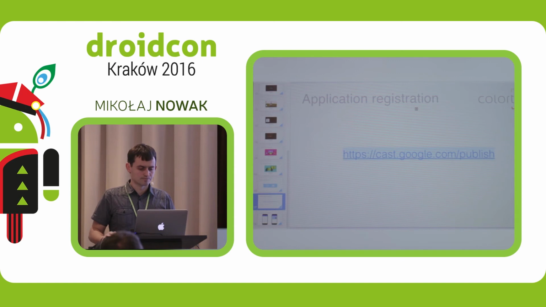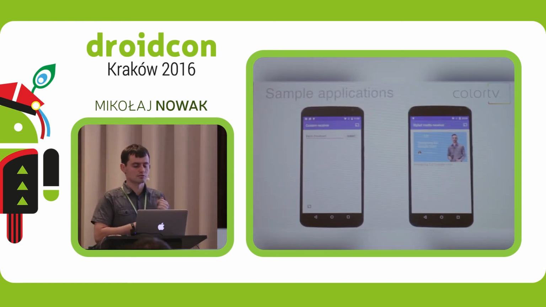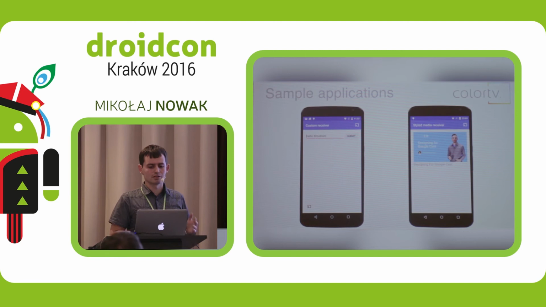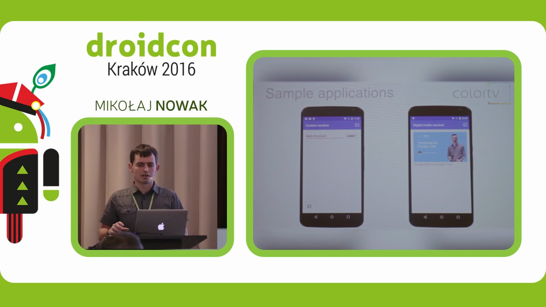Okay, now I'll show you two sample applications. One will be using the custom receiver, and the second one will be the style media receiver. I'll first show you an application, then the code. In style media receiver, I will show you just the differences between the custom receiver and the style media receiver. I won't show you the same code.